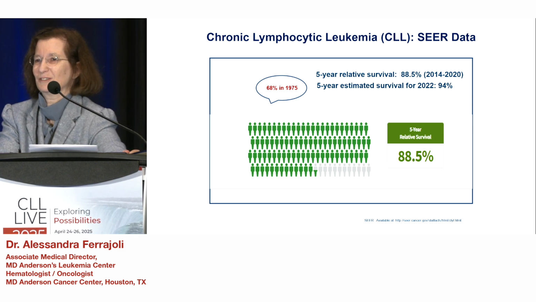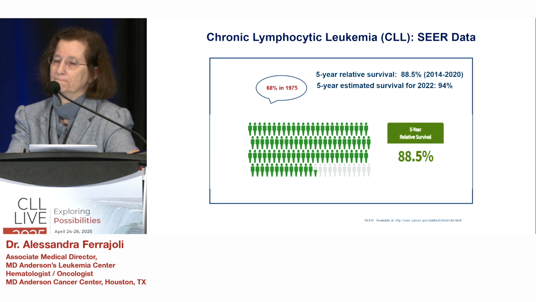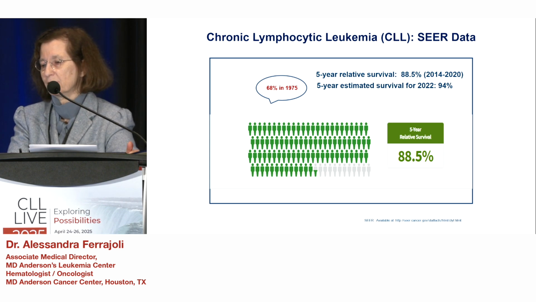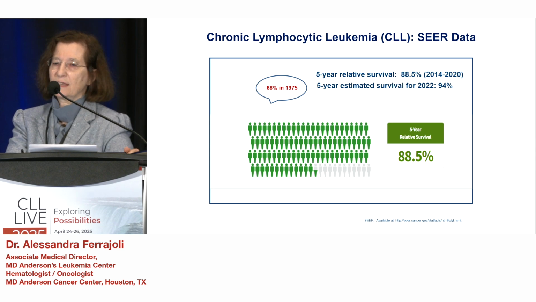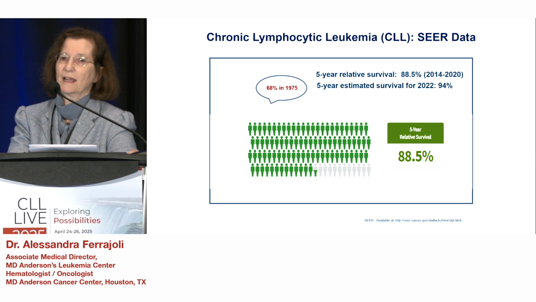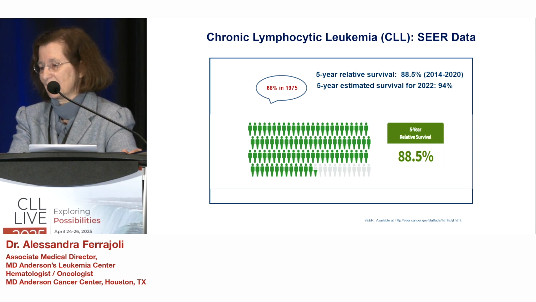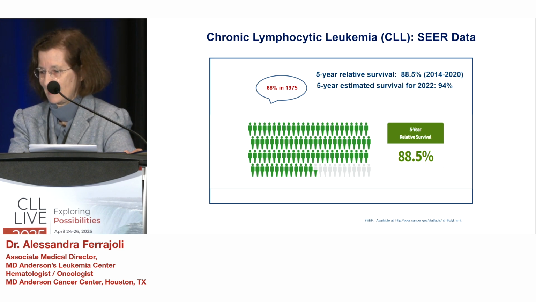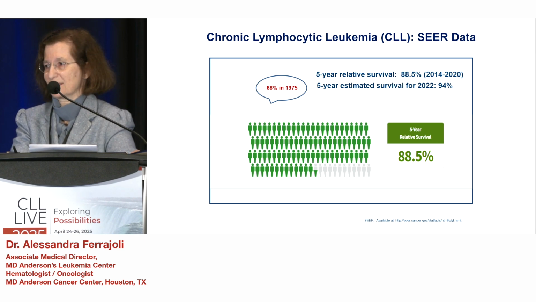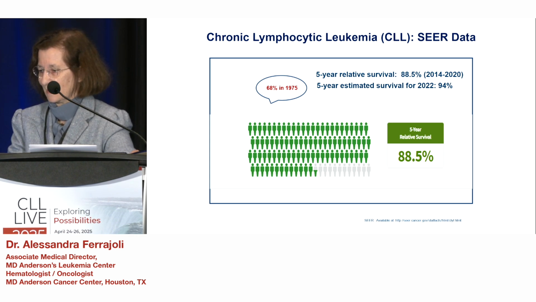So I always like to show this because it's by the SEER, the organization in the US that reviews the statistics for all the patients with different diseases, including cancer: the Surveillance, Epidemiology, and End Results program. We can see that the 5-year relative survival for anyone with CLL is 88.5%, and if we go back and look at what it was in 1975, it was only 68%. And the estimated survival for 2022 is even higher at 94%. So I think this really shows the great progress that we have made in CLL.